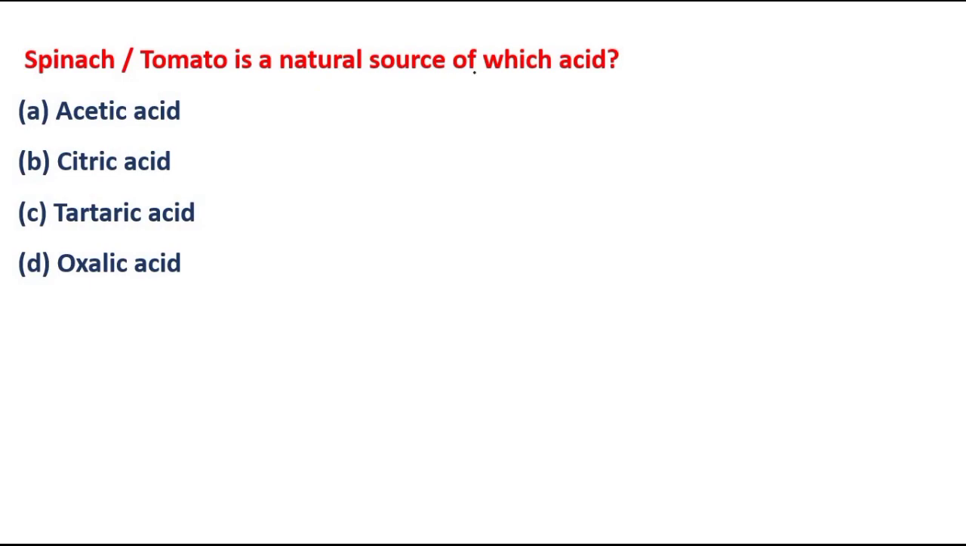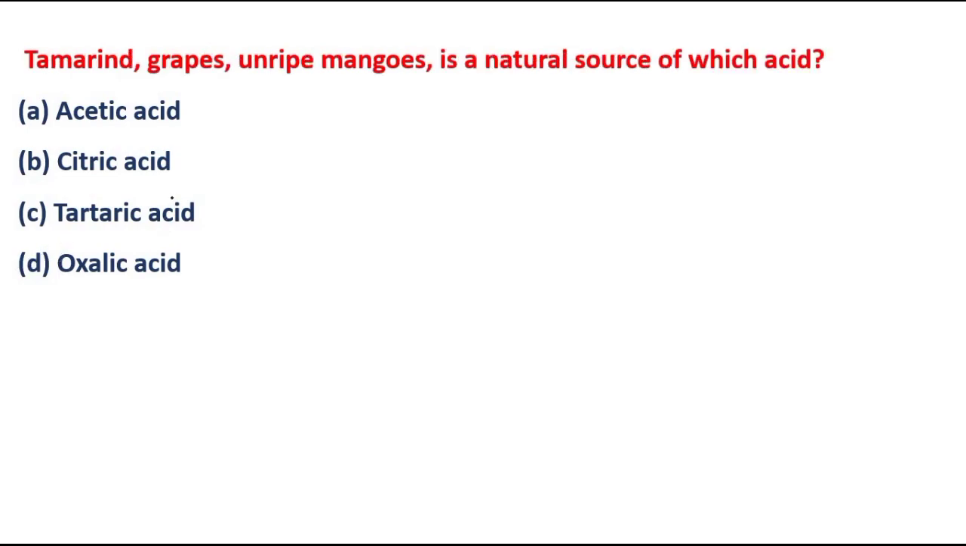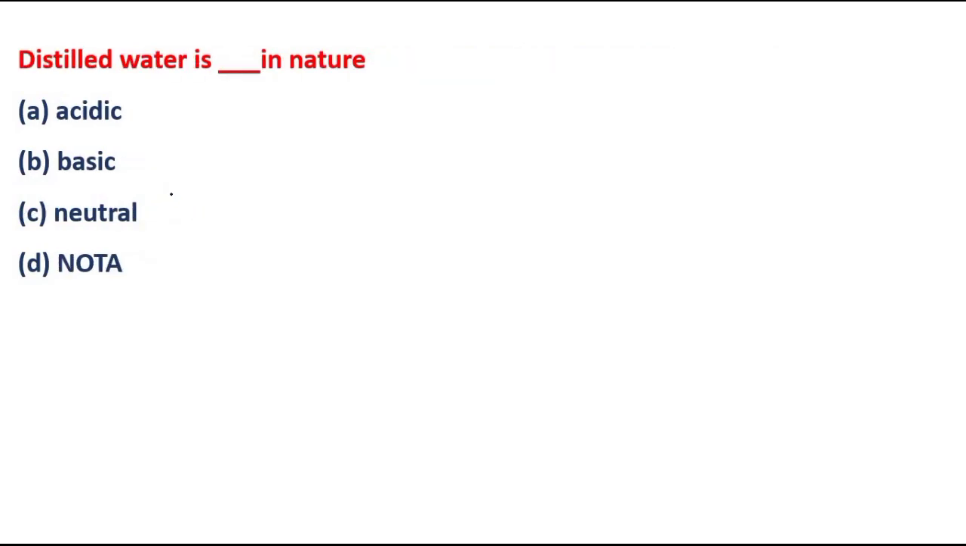Spinach or tomato is a natural source of which acid? We know that tomato and spinach are the natural source of oxalic acid. Option D is the correct answer for this question. Tamarind, grapes and unripe mangoes is a natural source of which acid? We know that tamarind, grapes and unripe mango are the natural source of tartaric acid. Option C is the correct one.